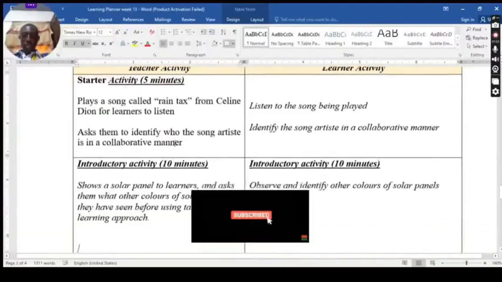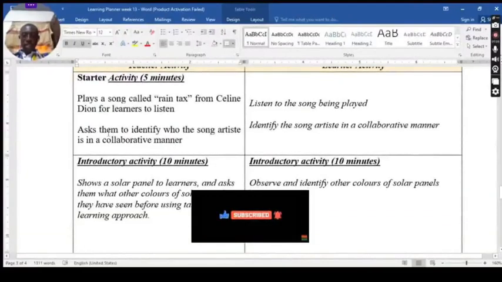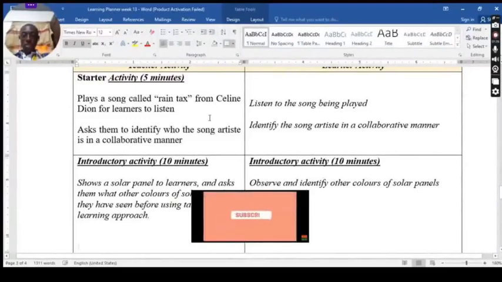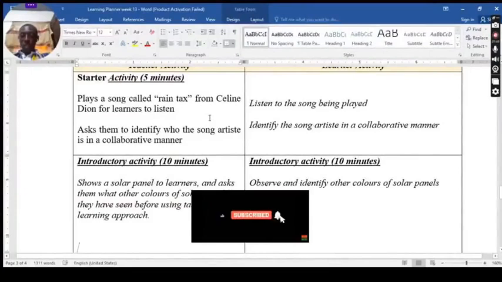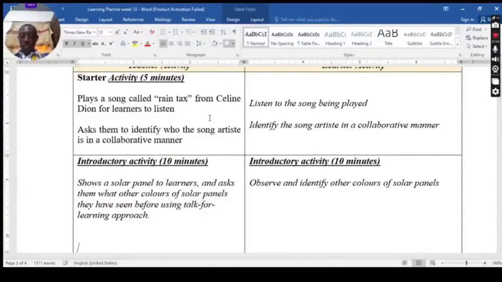Then the second one, activity, ask them to identify who the song artist is in a collaborative manner. So that's the starter. So you just listen to Celine Dion song Rain Tax for about 2-3 minutes, less than 5 minutes. Then ask learners to identify who it is in a collaborative manner.